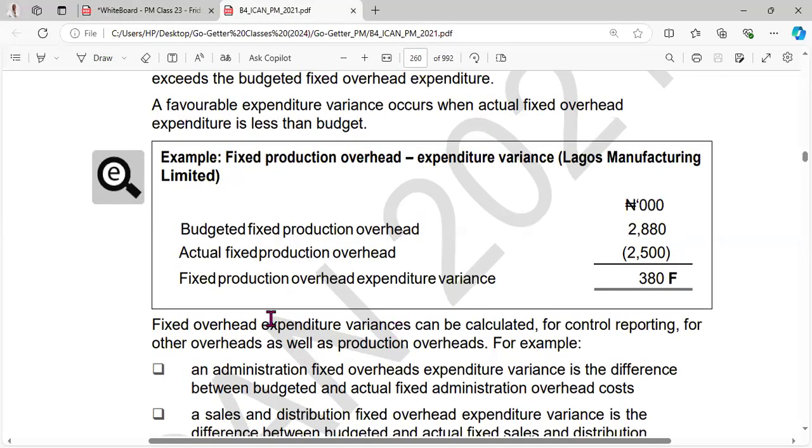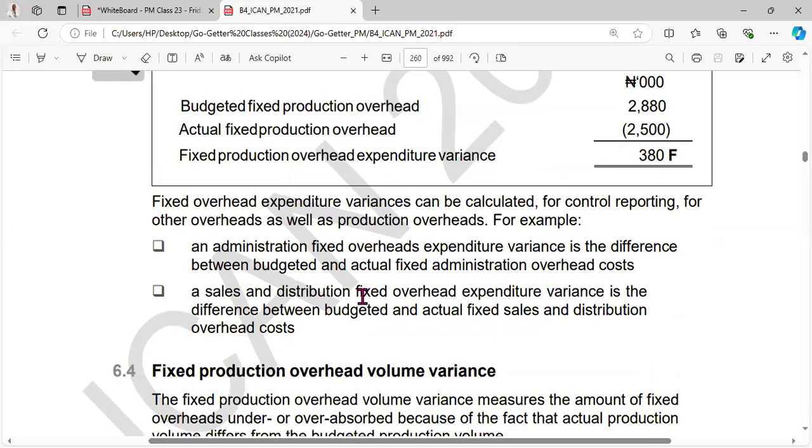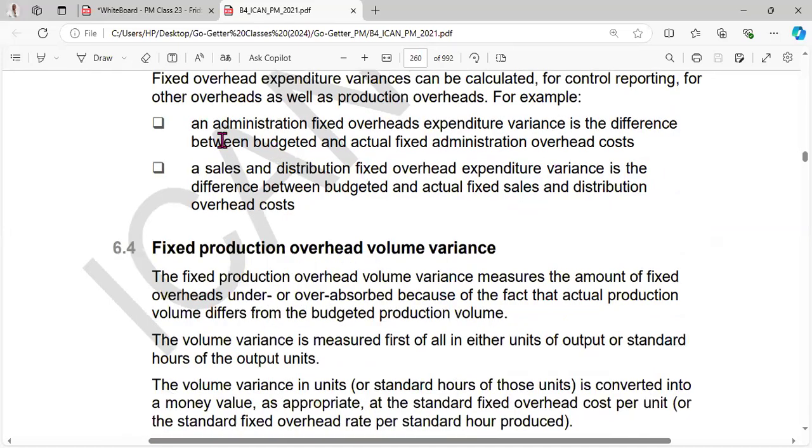Okay. Now they said fixed overhead expenditure variance can be calculated for control reports for other overheads as well as production overheads. That's not what we want to do now, but let's talk about it. An administrative fixed overhead expenditure variance is the difference between budgeted admin costs and actual fixed admin costs. A sales and distribution fixed overhead expenditure variance is the difference between budgeted and actual.